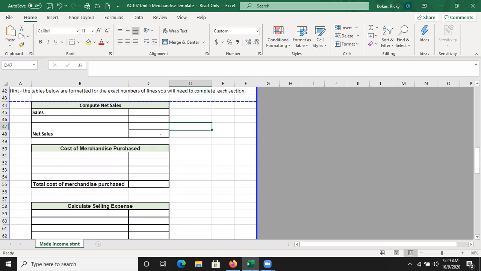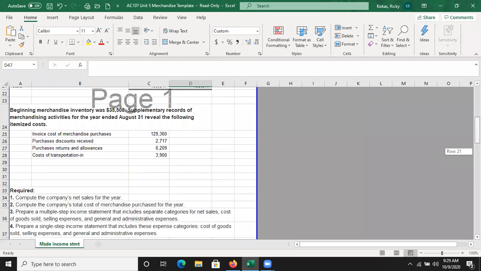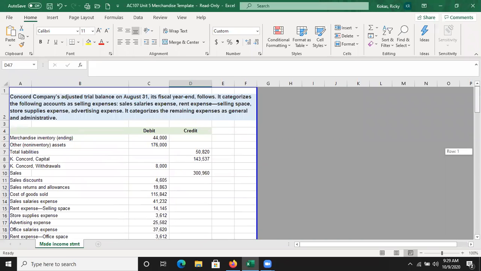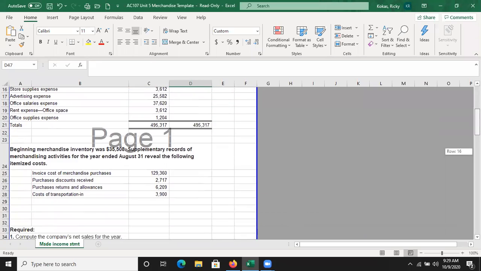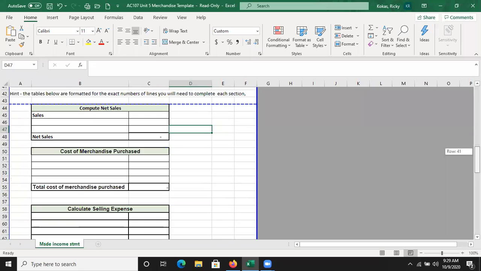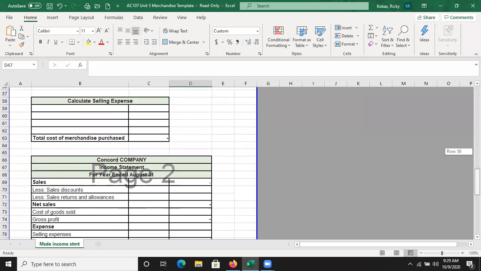So we're going to start. Just go over this assignment briefly. It is a confusing assignment. I should have made this video a while ago, going over the merchandise template. The point is really to show you some different breakdown calculations so then you could build the two different styles of income statement.